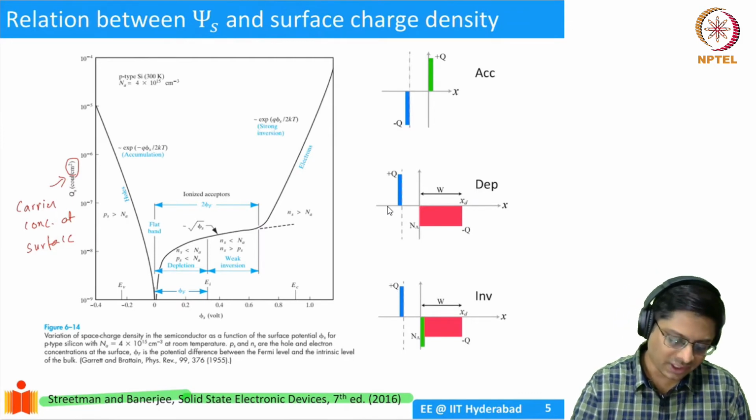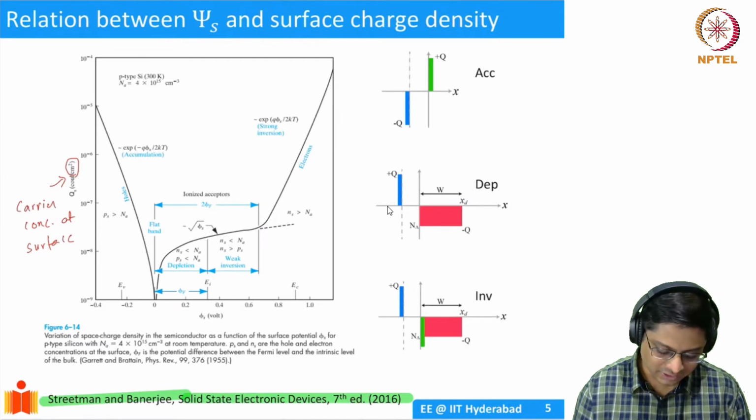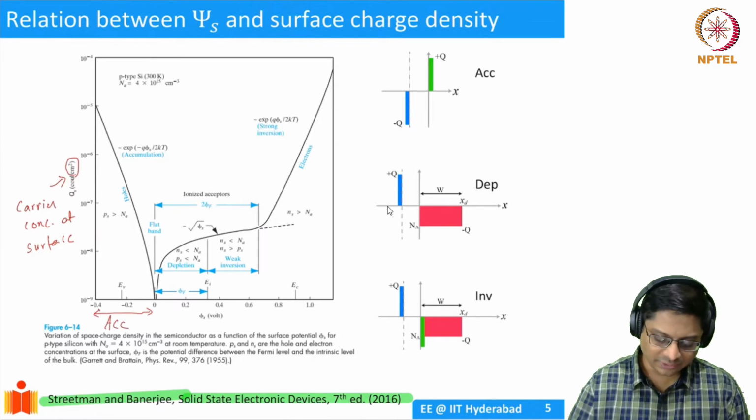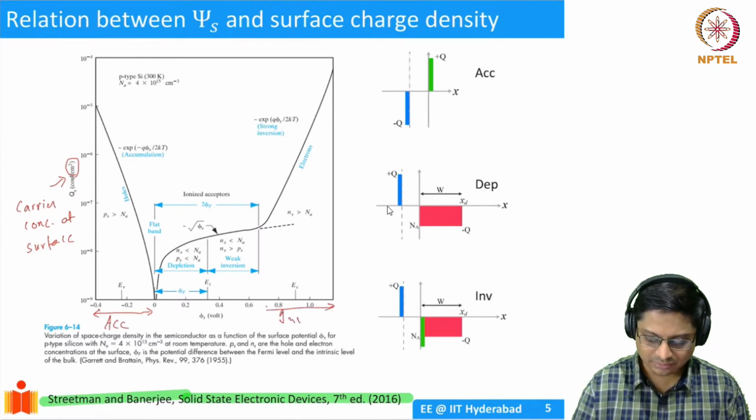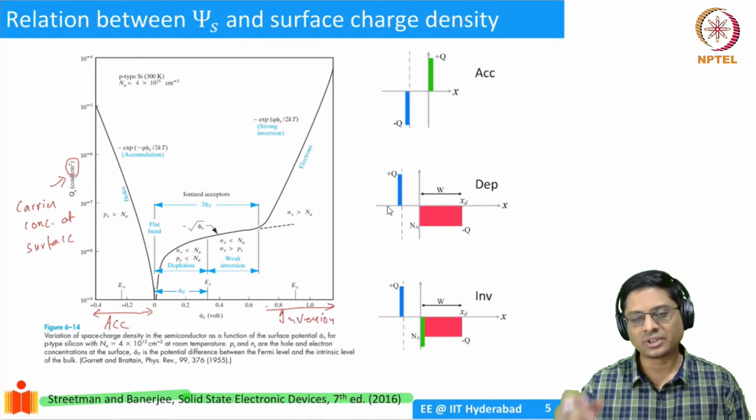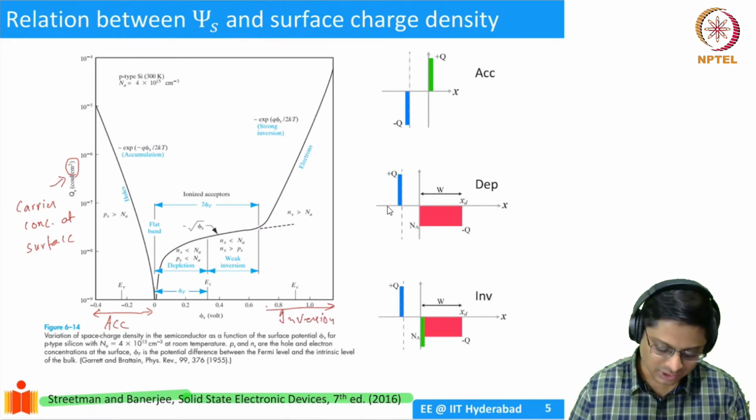So we have seen that when surface potential is negative, we are in the accumulation regime. When the surface potential is greater than 2 phi f, we are in the inversion regime. When surface potential is between 0 and 2 phi f, we call it depletion.